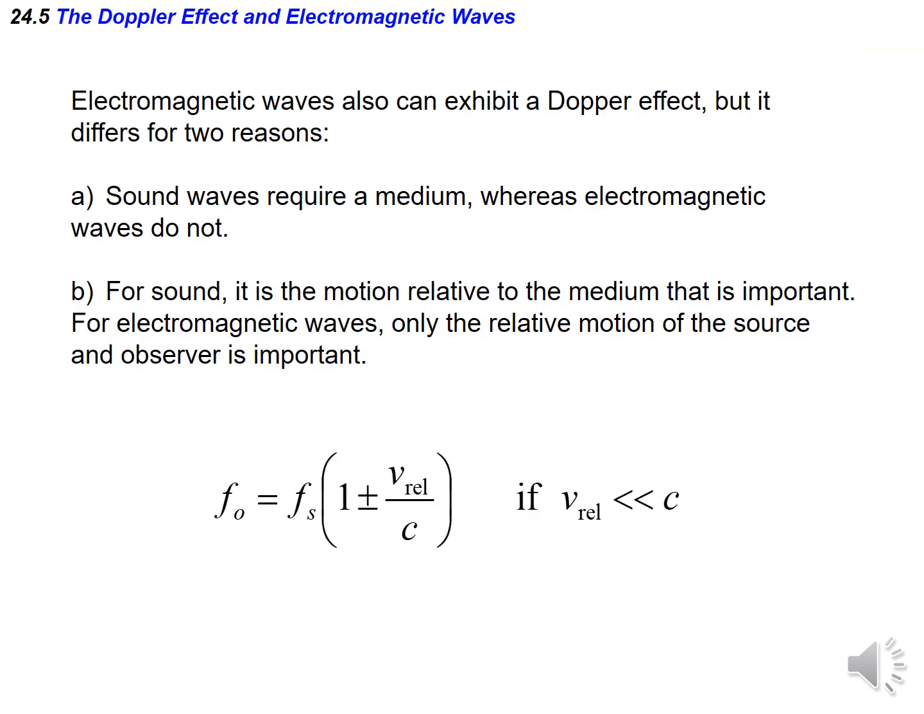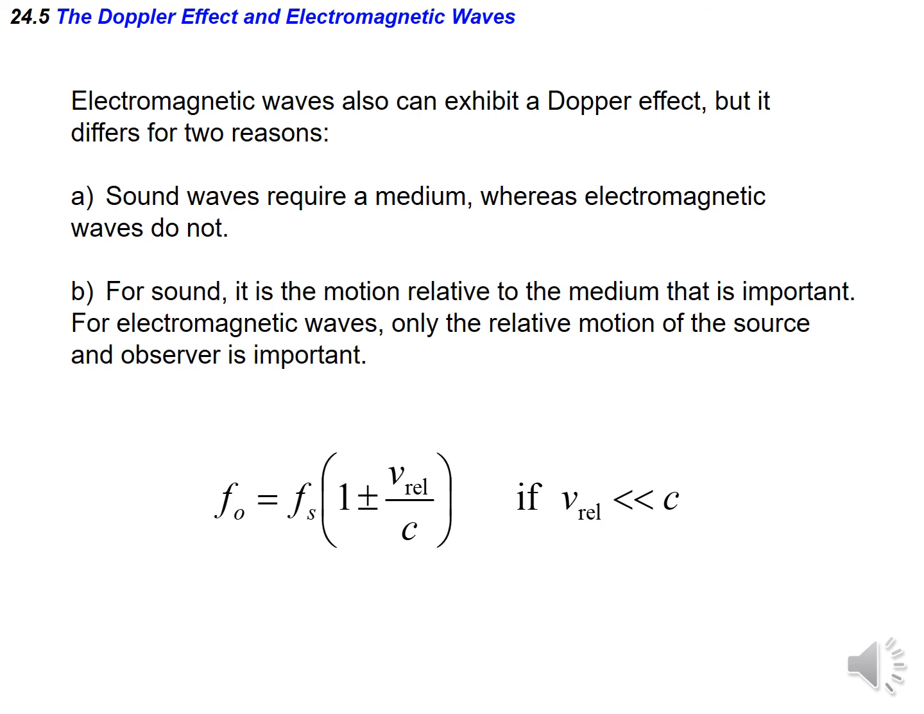So electromagnetic waves can also exhibit a Doppler effect, but it differs for two reasons. This is different from sound waves, because the Doppler effect we already discussed is more on sound waves, in which we can change the frequency heard by the observer depending on the movement of the source of the sound, the movement of the observer, and also the medium. So for the Doppler effect of electromagnetic waves, it differs for two reasons.